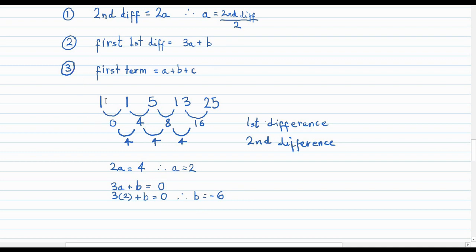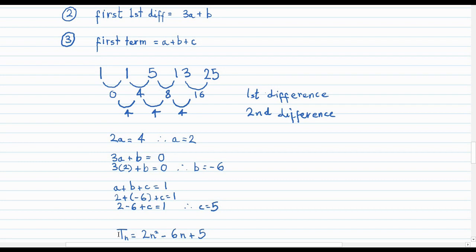And lastly, we know that the first term is equal to a plus b plus c. In this case, the first term is equal to 1. Therefore, a plus b plus c equals 1. And we already know the values for a and b. So when we sub this in and rearrange for c, we find c to equal 5. Putting this all together, we get tn equals an squared, so 2n squared, plus bn, so minus 6n, plus c, so plus 5.